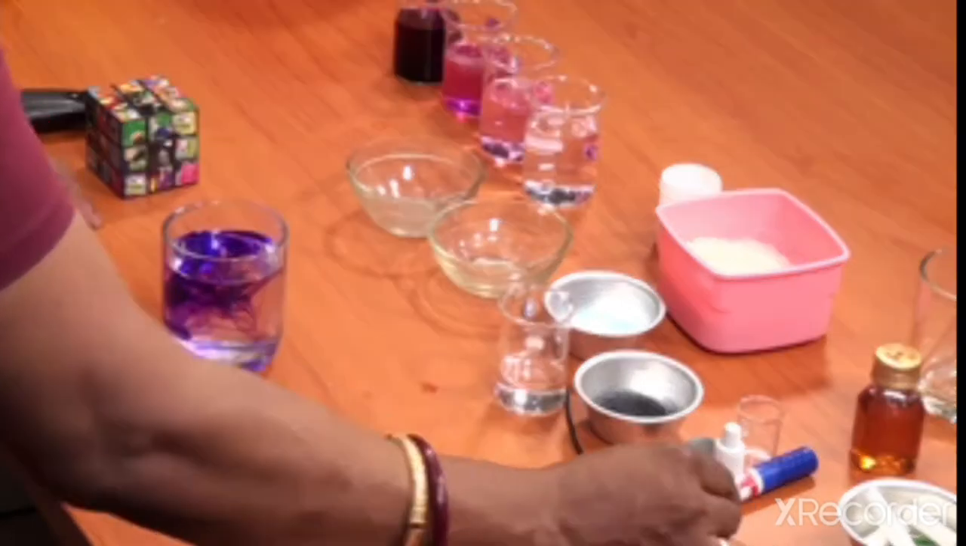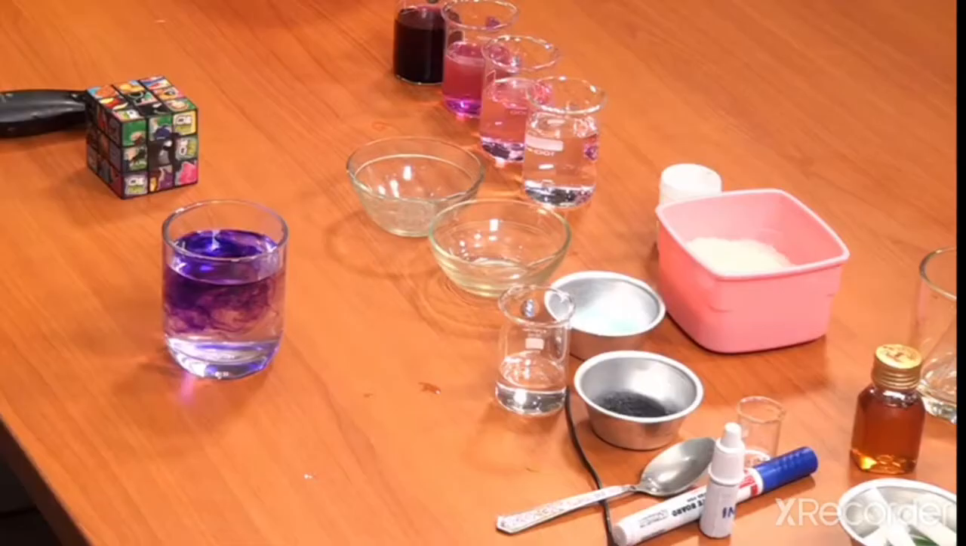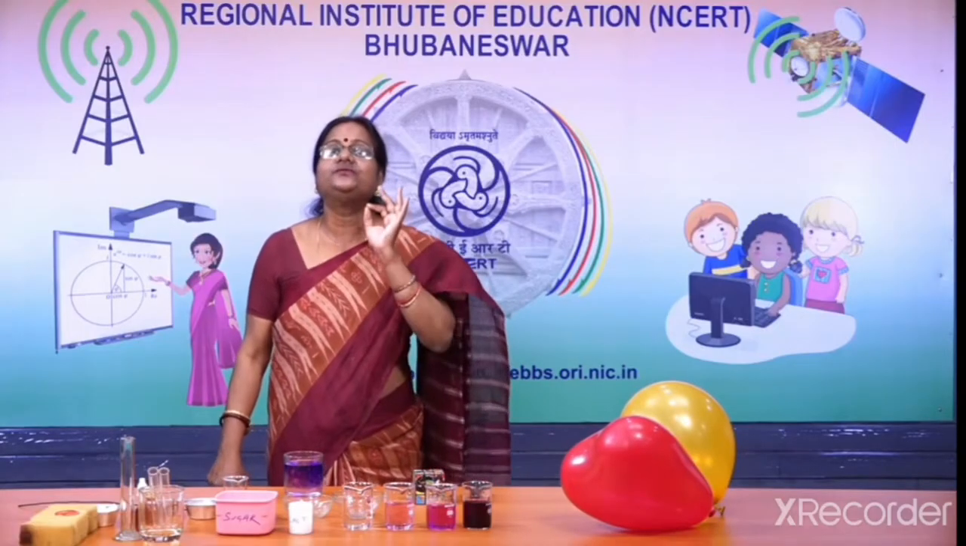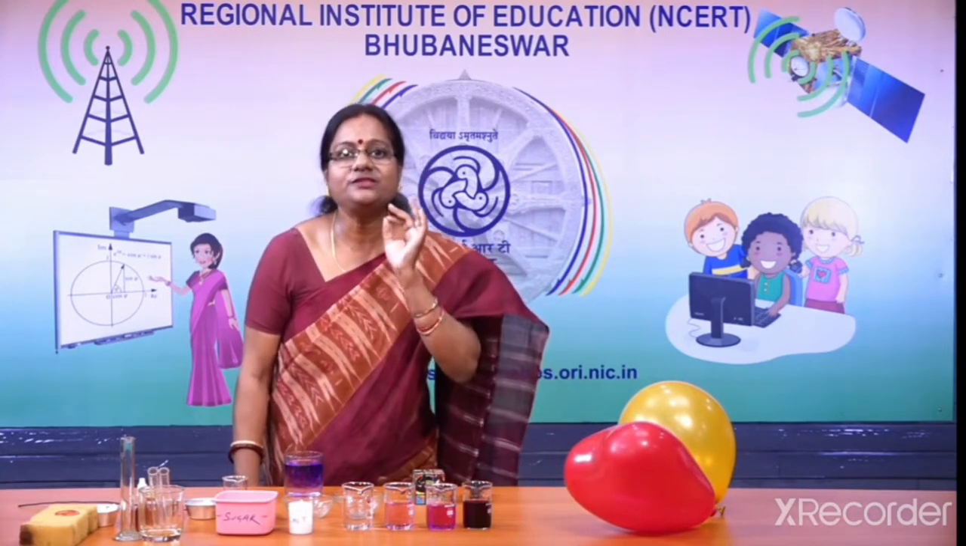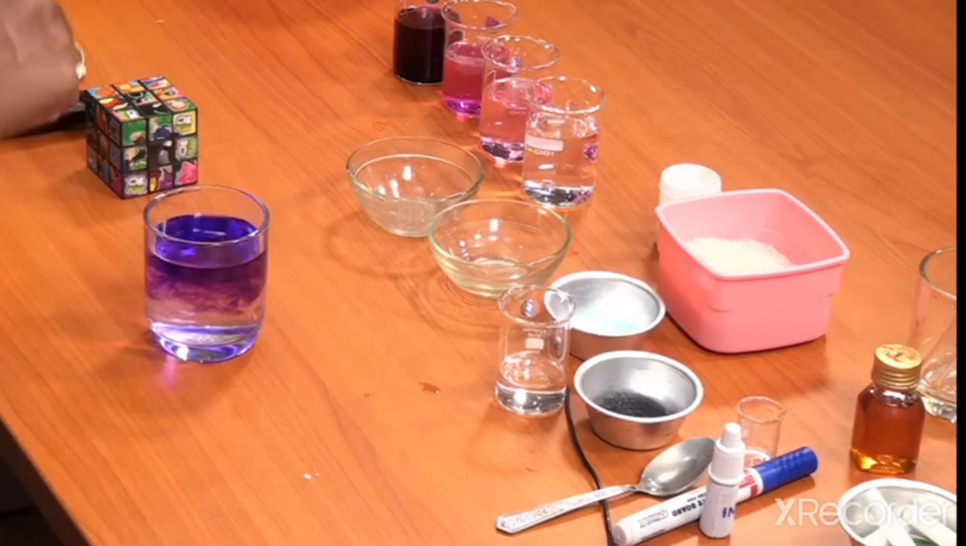And one thing you can see, they're continuously in motion. This water and ink both are trying to intermix with each other. Particles of water are in motion as well as the particles of ink are in motion. This intermixing of these particles of ink and water is termed as diffusion. What is it? It is diffusion. Intermixing of particles, see here how lovely they are mixing. Intermixing of particles of ink and water is termed as diffusion.